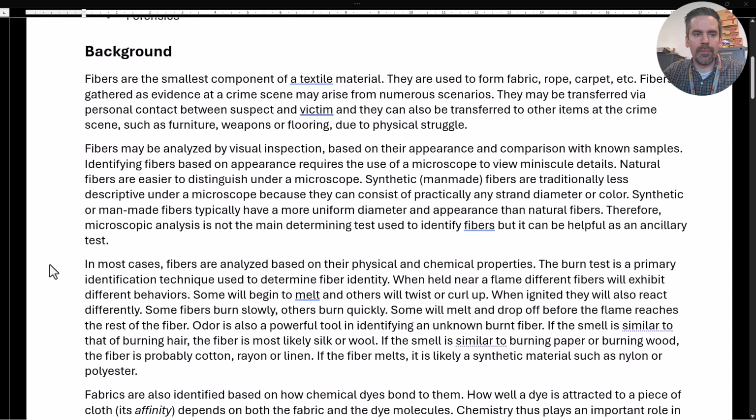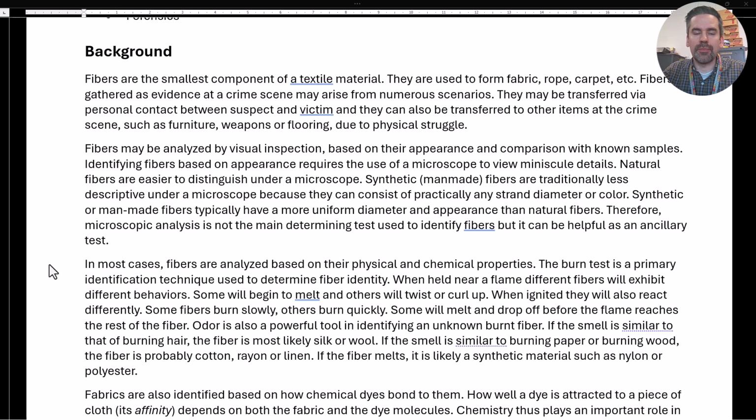So the background. Fibers are the smallest component of a textile material. They are used to form fabric, rope, carpets, etc. Fibers gathered as evidence at a crime scene may arise from numerous scenarios. They may be transferred via personal contact between suspect and victim, and they can also be transferred to other items at the crime scene, such as furniture, weapons, or flooring, due to physical struggle.